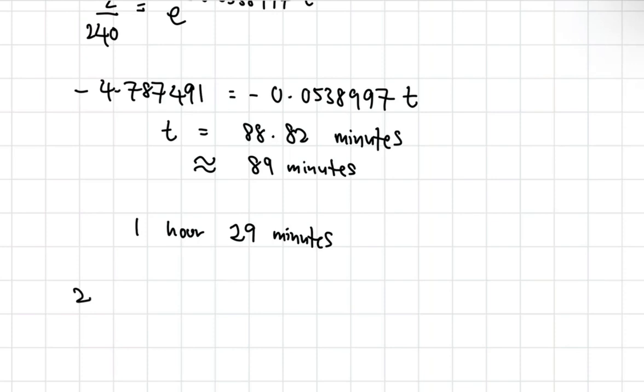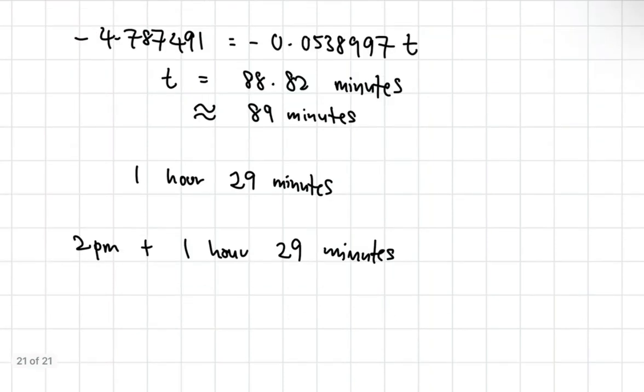Initially, this is at 2 p.m. Because the time is positive, the cake will cool down after 1 hour 29 minutes to reach 62 degrees Celsius. So the time will be 2 p.m. plus 1 hour 29 minutes, which is 3:29 p.m. So at around 3:29 p.m., the temperature will cool down to 62 degrees Fahrenheit.